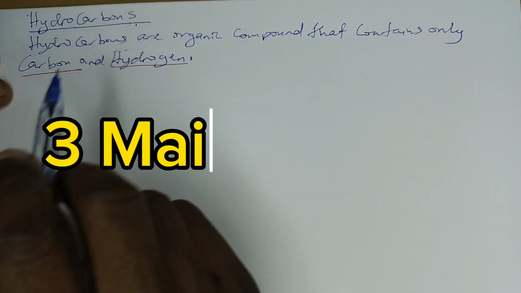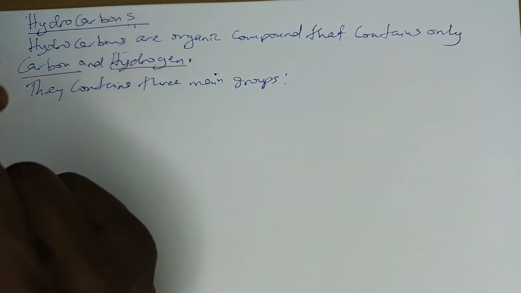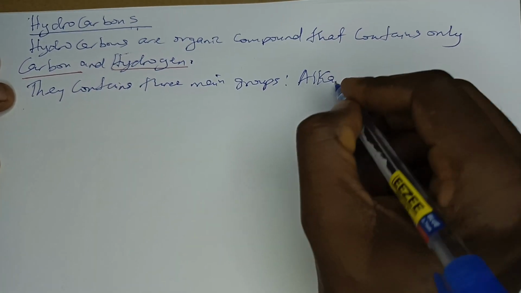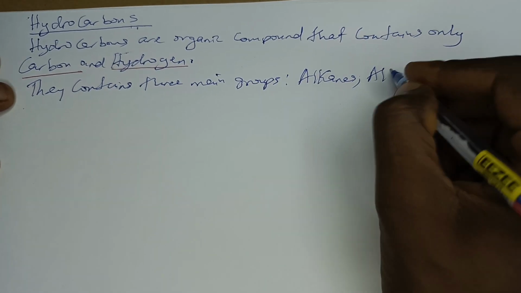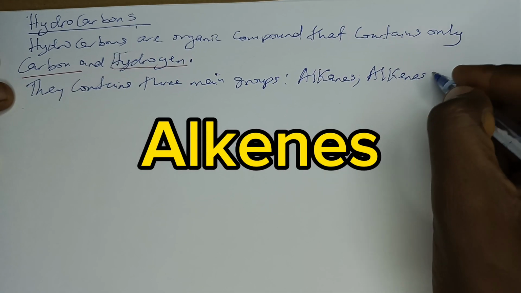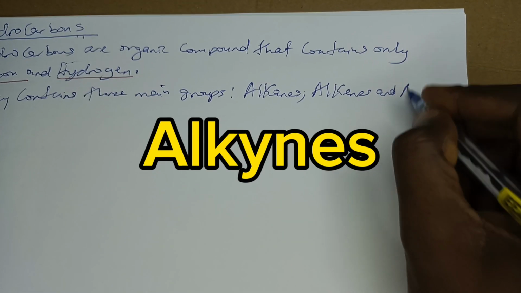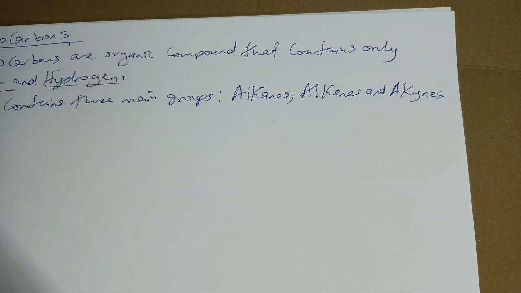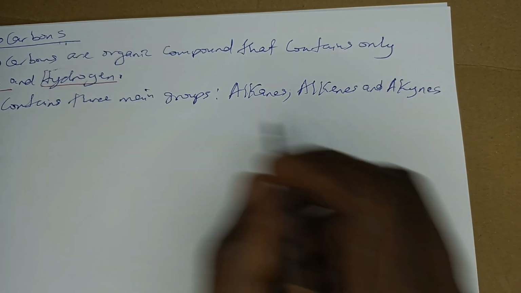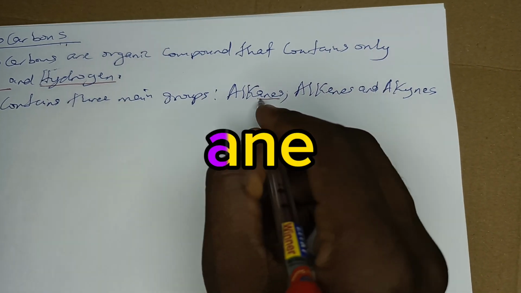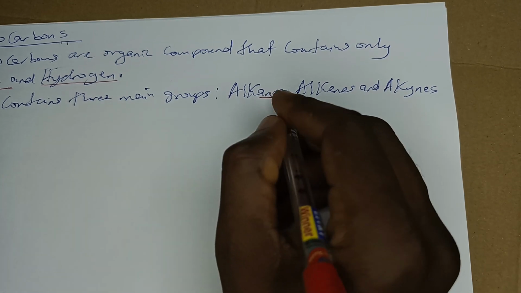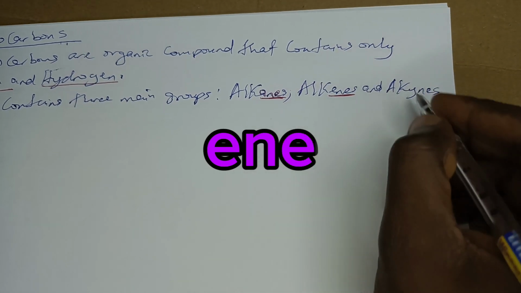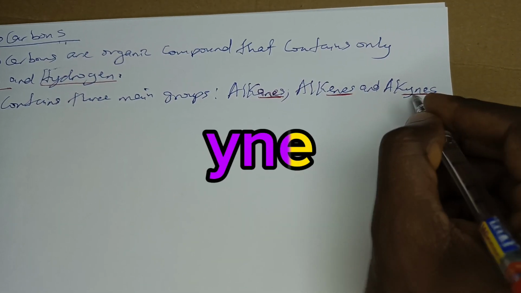Now, it contains three main groups. The first one is the alkane, the alkene, and the alkyne. What are the major differences in these three? The first difference is that this one contains ANE, this contains ENE, and this contains YNE.